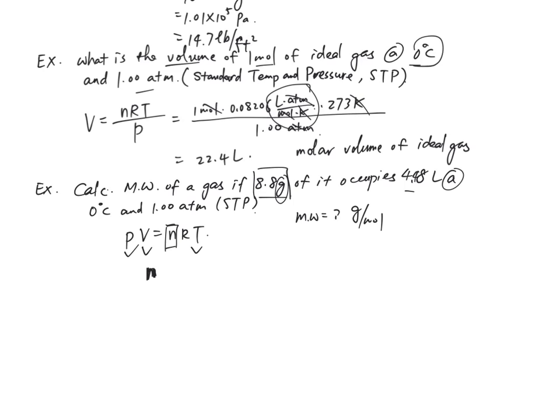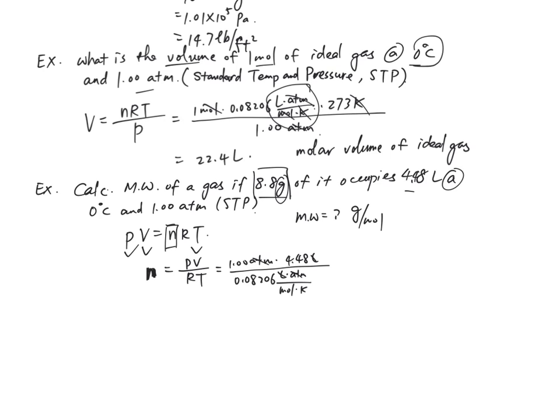Okay, so rearrange the equation here. n equal to PV over RT. So 1 atmosphere, 4.48 liters, 0.08206 liter atmosphere. So both cancel.